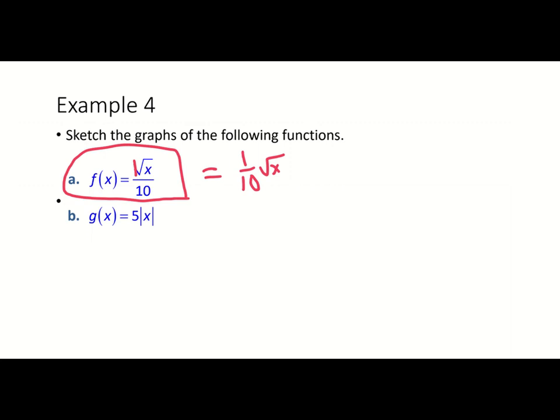Hopefully you said wider, because we do have that fraction there of 1/10, so it's going to make the graph wider. And we're going to take a look at that in a second. Our second graph we have is g of x equals 5 times the absolute value of x. Now, this a value is a 5. It's greater than 1. So that means it's going to stretch our graph or make it narrower. And we're going to take a look at both of these in just a minute.